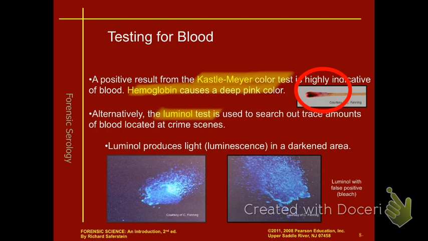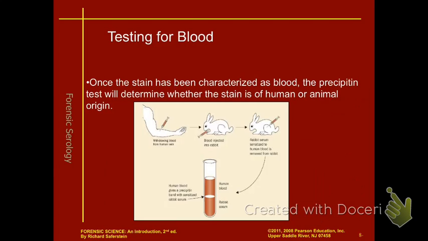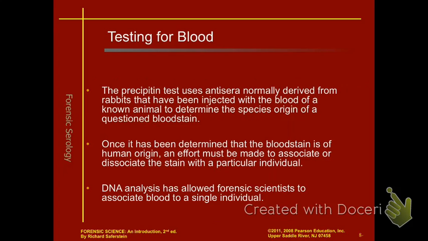Then there's the luminol test that's used to search out latent or trace amounts of blood located at crime scenes. It produces light in a darkened area under UV light. It'll glow, as you see here. Once it's been determined that the stain is blood, the precipitin test will determine whether it's human or animal blood. The precipitin test usually uses anti-sera from rabbits that have been injected with the blood of a known animal to determine the species origin of a blood stain.